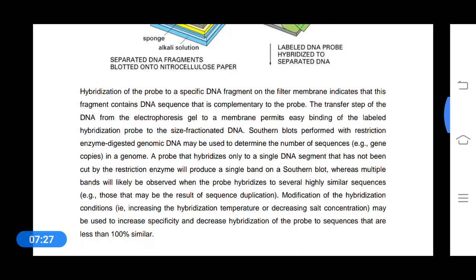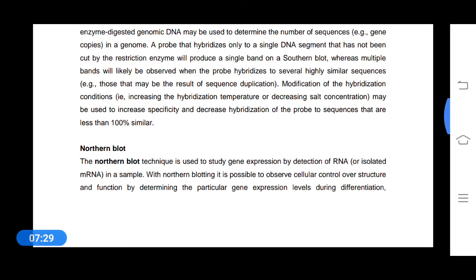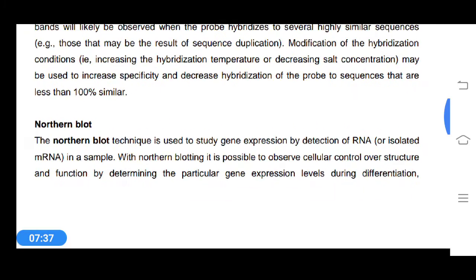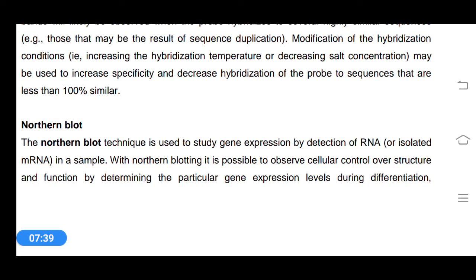So this is about southern blotting. Now let's see northern blotting. Northern blotting is meant for the identification of RNA.